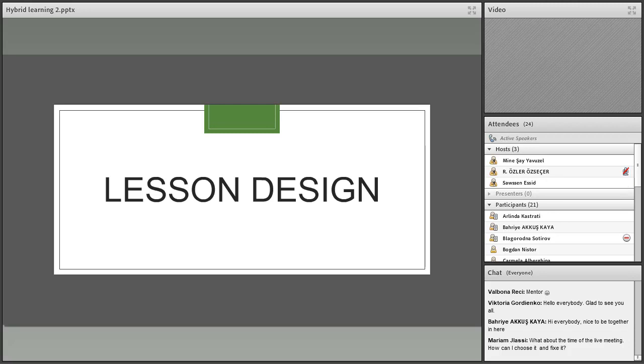Now, the third key element of hybrid learning is lesson design. Of course, as we are all educators, we are all designing lessons face-to-face. Now we are going to design a lesson when we are online.